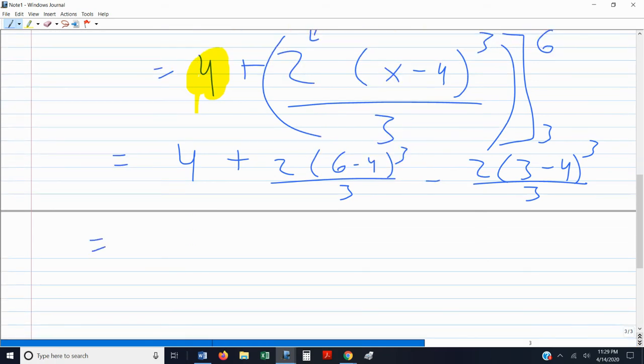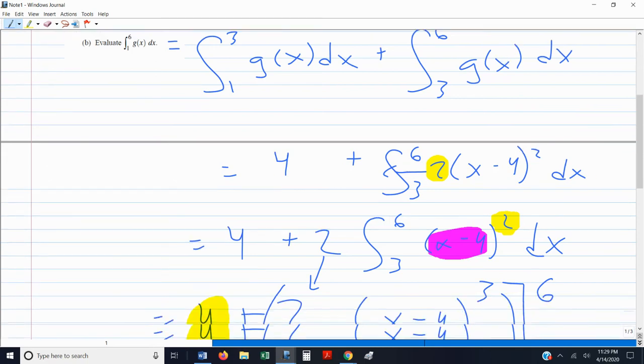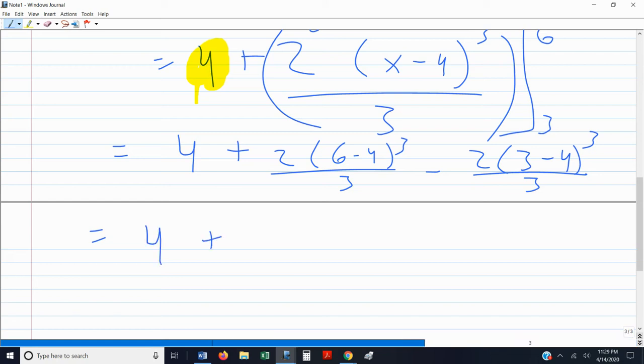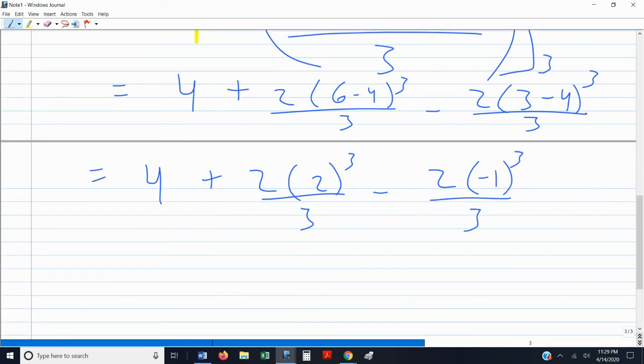So actually you could be done at this point, right? This is a free response question, so you could be done and stop at this point. For anyone that is wanting to simplify further, 6 minus 4 is 2 to the third over 3. And 3 minus 4 is -1 to the third over 3.